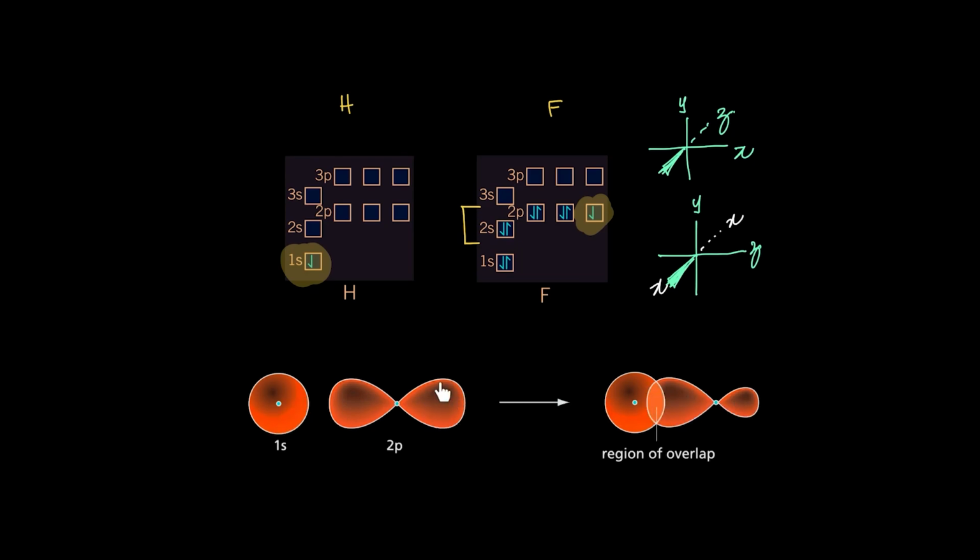And some of you might wonder, well, why did the other 2p lobe become smaller? Well, after overlap, there's a fewer chance they'll be found here. So that area becomes smaller.